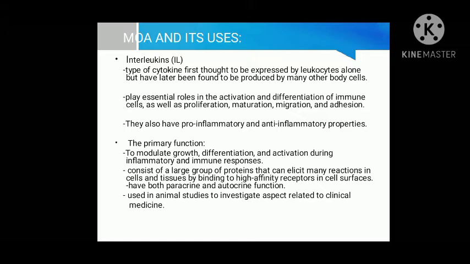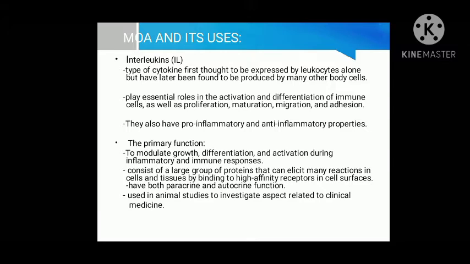Interleukin is a type of cytokine first thought to be expressed by leukocytes alone but later found to be produced by many other body cells. It plays essential roles in the activation and differentiation of immune cells as well as proliferation, maturation, migration, and adhesion. They also have pro-inflammatory and anti-inflammatory properties.